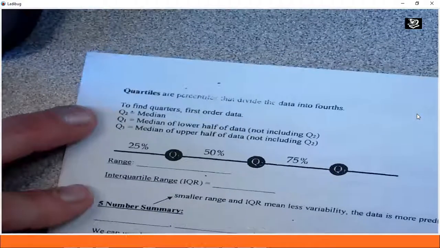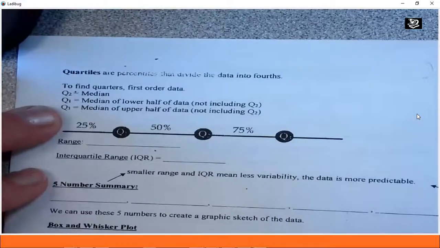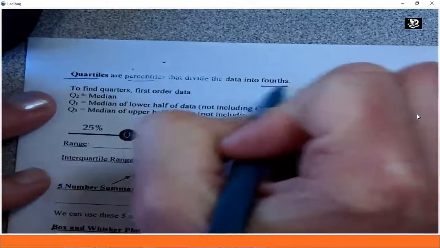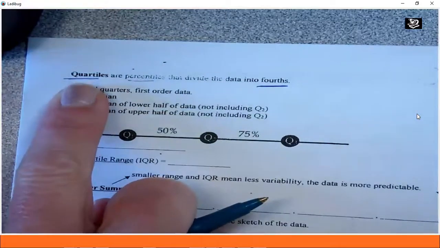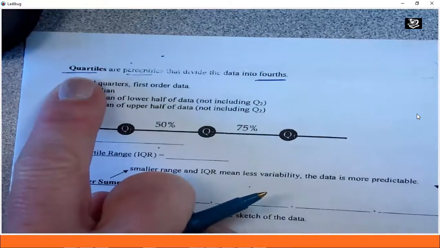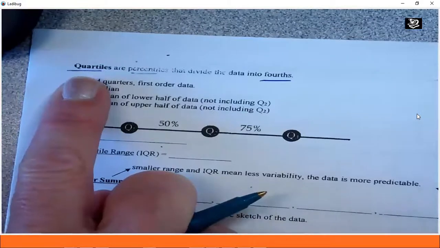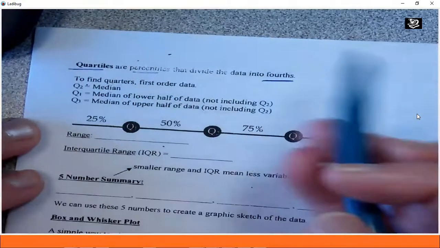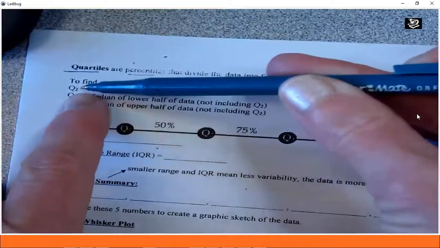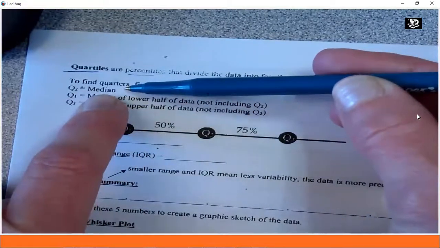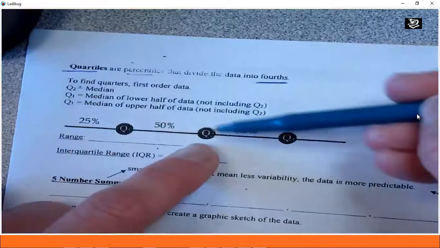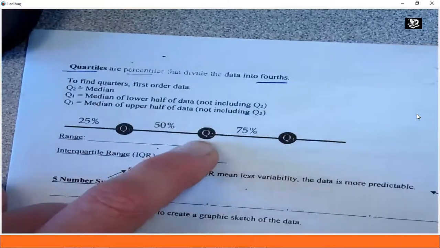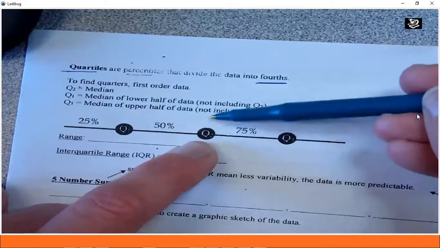All right, next little part, quartiles are percentiles that divide the data into fourths. That makes sense, right? You see the word quarters all the time. How many quarters are in a dollar? 4. How many quarters are in a basketball game? 4. All right, quarters means 4. The second quarter is the same thing as the median, because if you have 2 quarters, how much money do you have? 50 cents. So you're right in the middle.